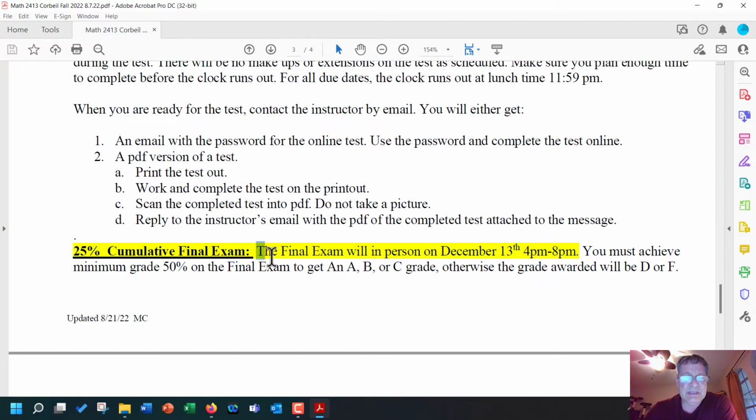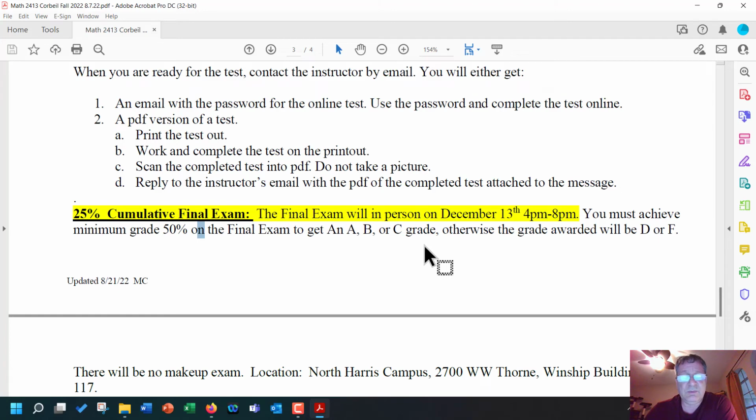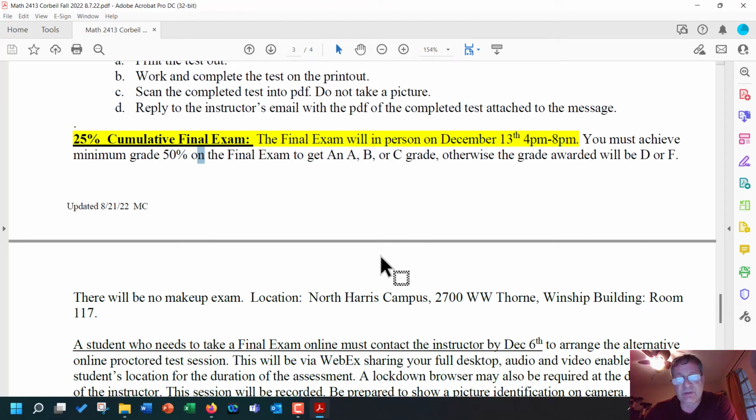So that exam is offered in person, okay? For that 25% exam, you need to get at least a 50% on the written final to get an A, B, or C in the course. Otherwise, your maximum grade will be a D or an F. There's no makeup exam, there's no rewrites, nothing. It's just going to be on that date.